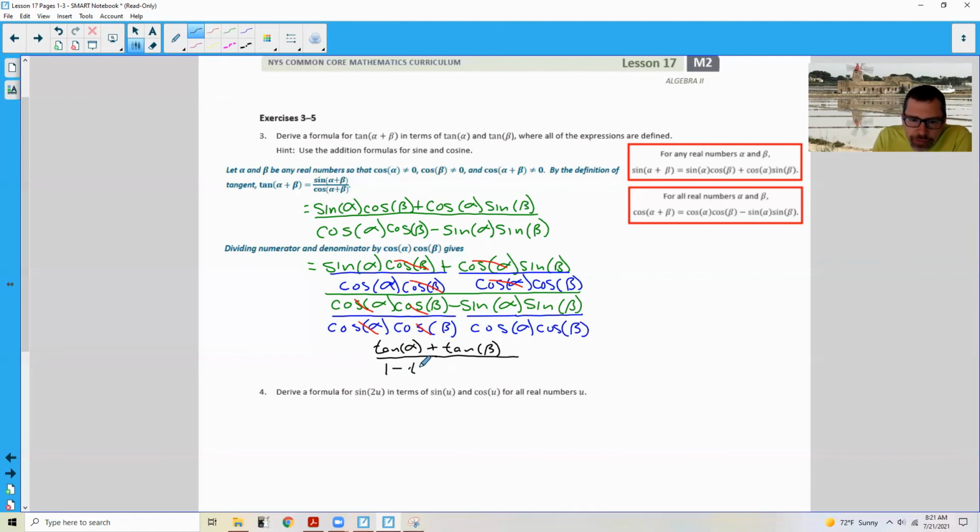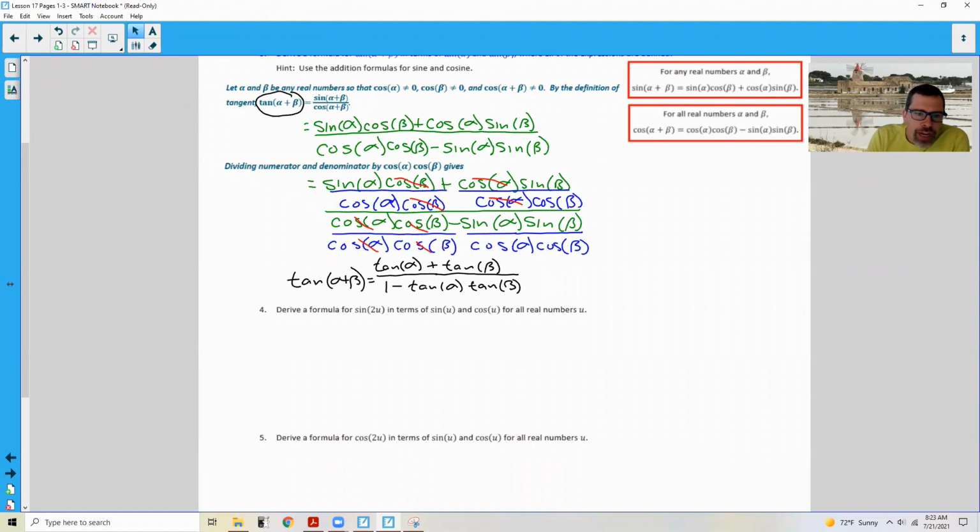And anything divided by itself is 1 minus, and sine over cosine is tangent. So that's tangent alpha. And sine beta over cosine beta is tangent beta. Okay. And there you have it. So now we can say that tangent of alpha plus beta equals the tangent of alpha plus the tangent of beta divided by 1 minus tangent alpha times the tangent of beta, for all alpha and beta where the cosine of alpha does not equal 0, cosine of beta does not equal 0, and the cosine of their sum does not equal 0. Whew.